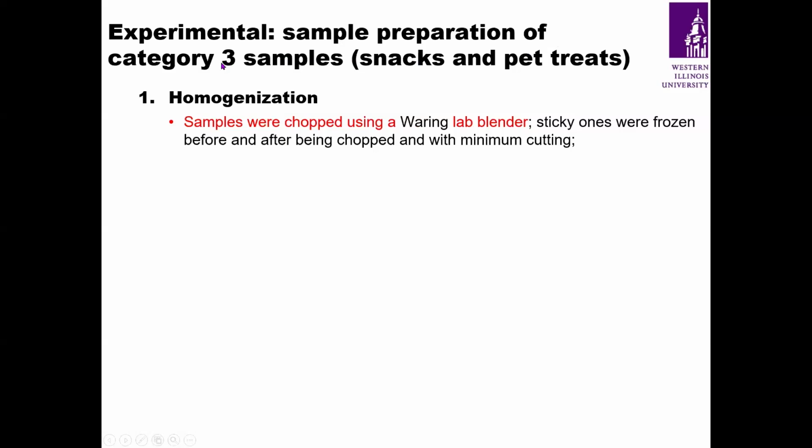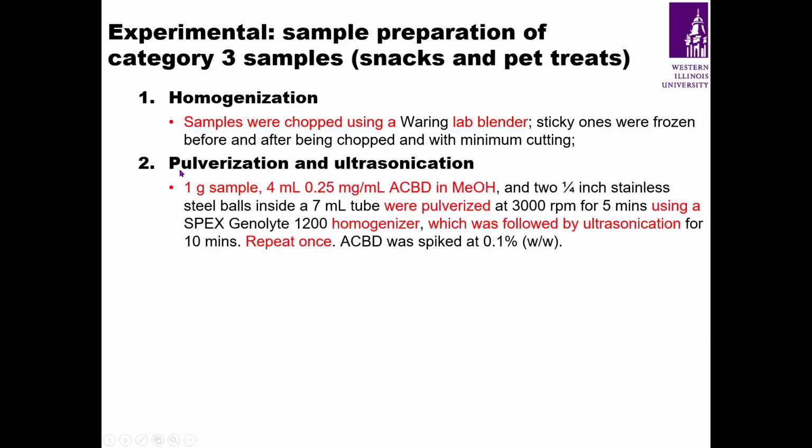Sample preparation of category 3 samples, including snacks and pet treats. For homogenization, samples were chopped using a lab blender. For pulverization and ultrasonication, 1 gram of sample and 4 milliliters of 0.25 milligram per milliliter ACBD in methanol were pulverized by using a homogenizer, which was followed by ultrasonication, and this process is repeated.